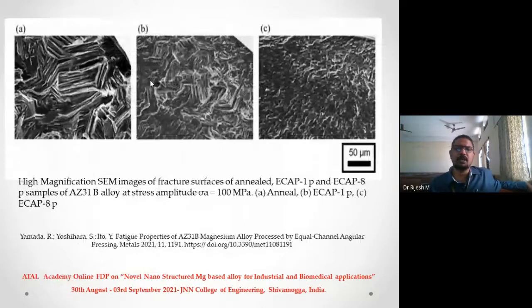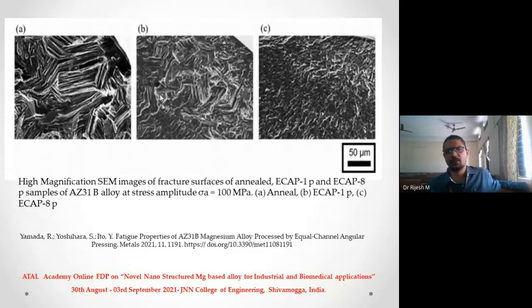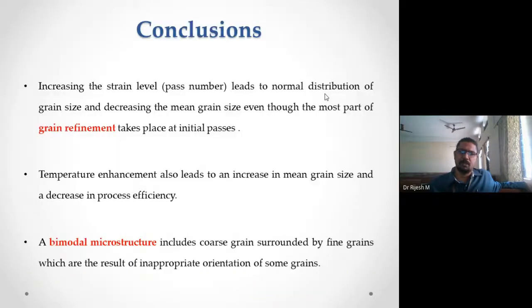So if you look at this fractograph of annealed, ECAP 1 and ECAP 8 passes at 100 MPa, you can see the absence of twin bands out here. You can see a lot of twin bands out here. When you do not have twin bands in this process, it is expected to have a good fatigue life.